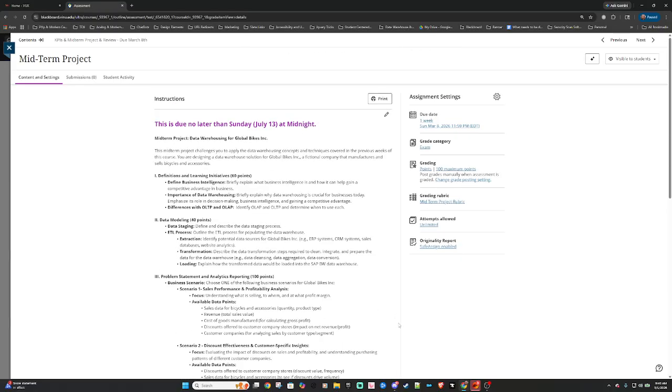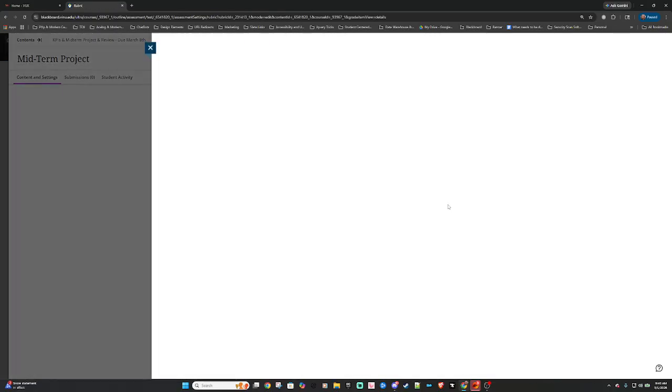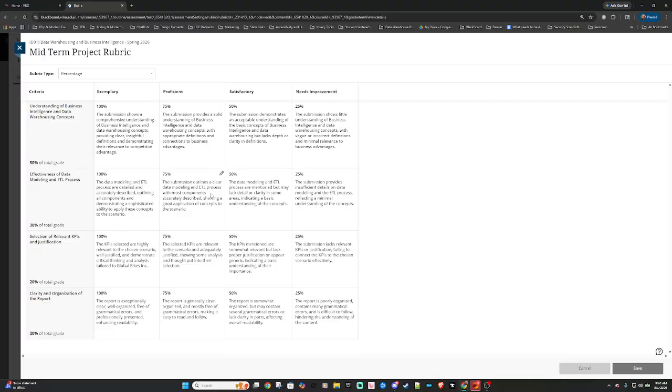So I know one of my rubrics is backwards, but let's take a look at this real quick. So 30% of the grade is part one, understanding the business intelligence and data warehousing concepts. Another 30% is the effectiveness of data modeling and the ETL process.